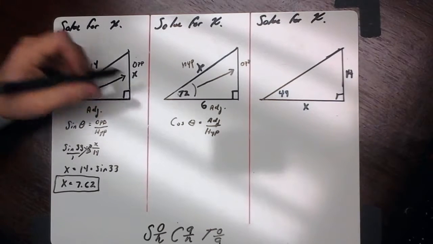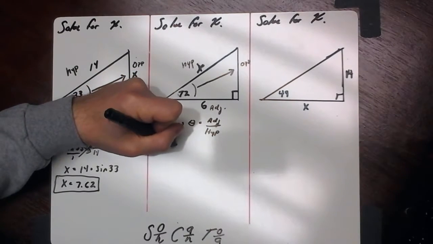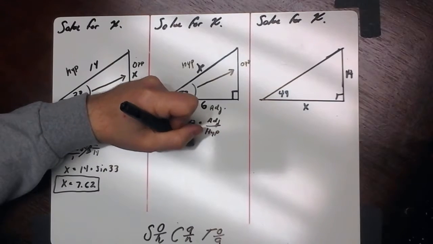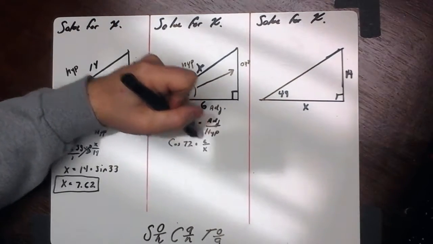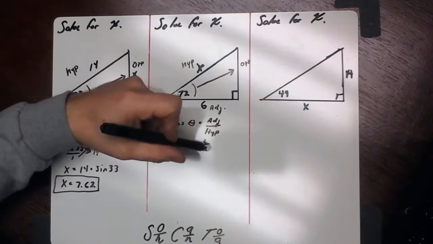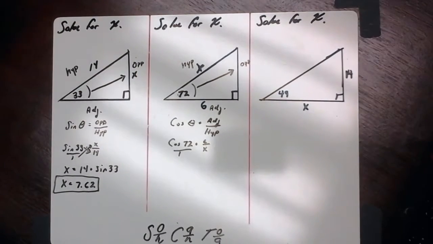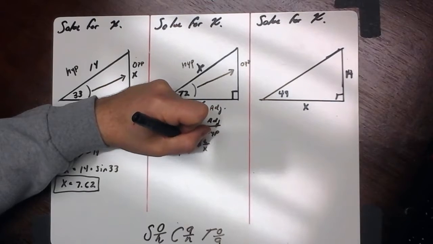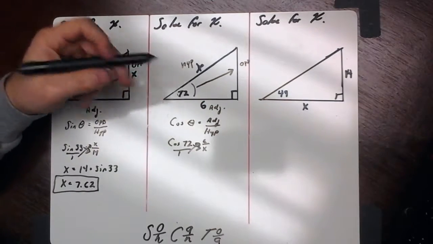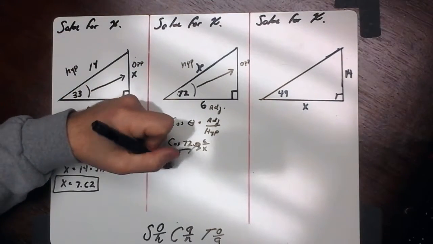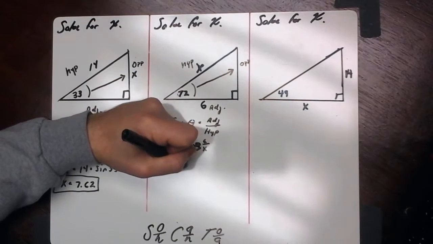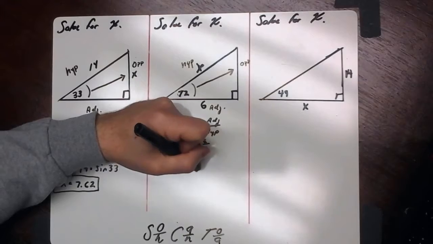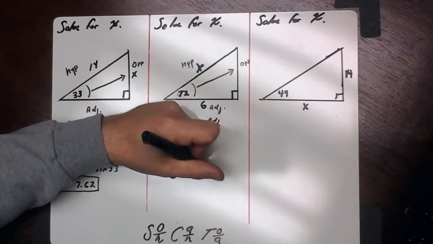So let's plug in the information that we have. Cosine 72 equals 6 over x. I'm going to put a 1 underneath here. Cross multiply and solve. So this time I have 1 times 6, which is 6. Then x times cosine 72 is x cosine 72.